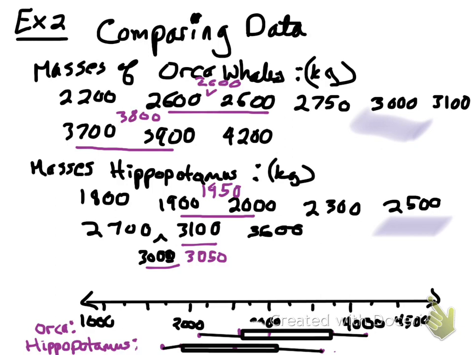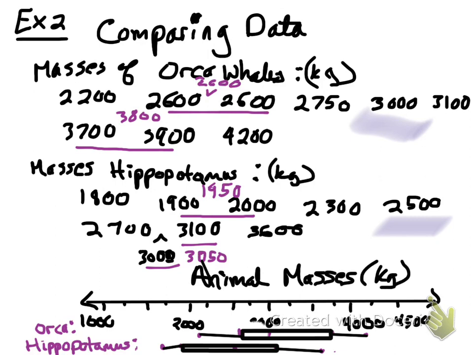Alright, so now you're able to compare and visually see that the upper quartile of the hippopotamus lines up with the median of the orca whale, right? And overall, the orca whale's minimum is greater than the lower quartile of the hippopotamus. So orca whales have a much greater mass on average than the hippopotamus does. So it's just a way for you to compare. I'm going to label this: animal masses, the comparison in kilograms for the orca and the hippopotamus. It's a way to visually see how those data sets compare.